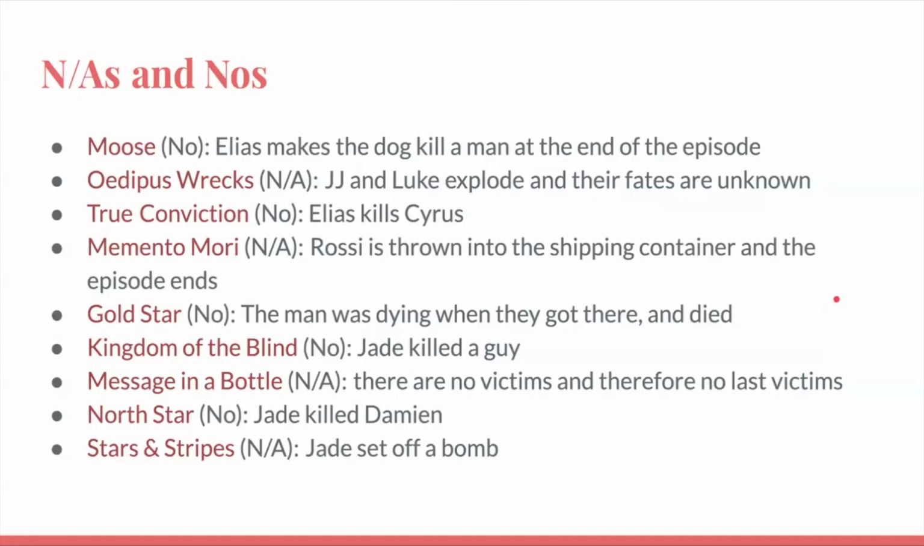The NAs and NOs are in Moose, Elias makes the dog kill a man at the end of the episode. In Oedipus Rex, JJ and Luke explode and their fates are unknown. In True Conviction, Elias kills Cyrus. In Memento Mori, Rossi is thrown into the shipping container and the episode ends. In Gold Star, the man was dying when they got there and then died. In Kingdom of the Blind, Jade killed a guy. In Message in a Bottle, there are no crimes, no victims, and therefore no last victim. In North Star, Jade killed Damien, and in Stars and Stripes, Jade set off a bomb.